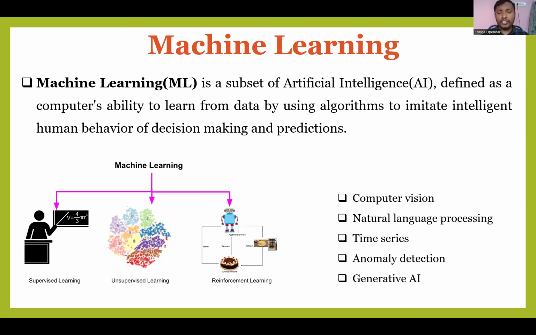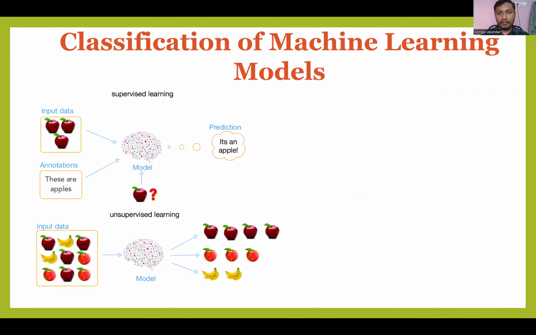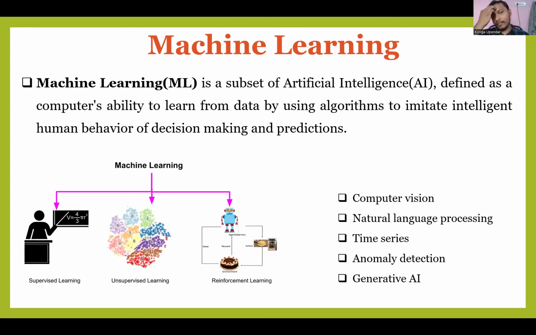If you come to machine learning, broadly we classify it into three types. One is supervised machine learning, unsupervised machine learning, and reinforcement learning. Especially reinforcement learning, we use in robotics. We are not discussing robotics here. So, supervised and unsupervised learning. What is the exact difference between them? We will learn in the next slide.